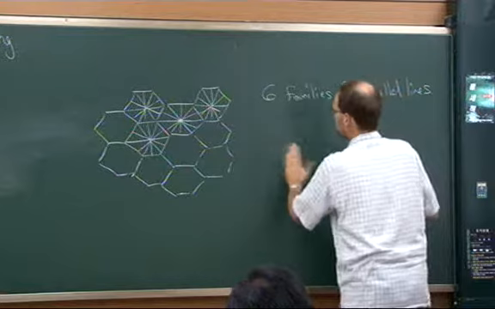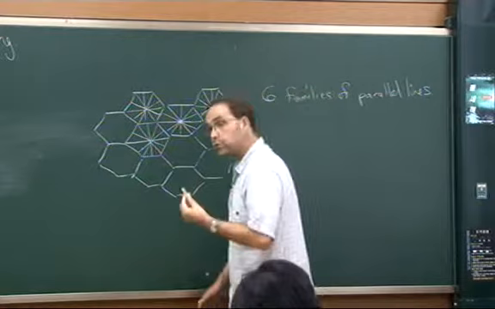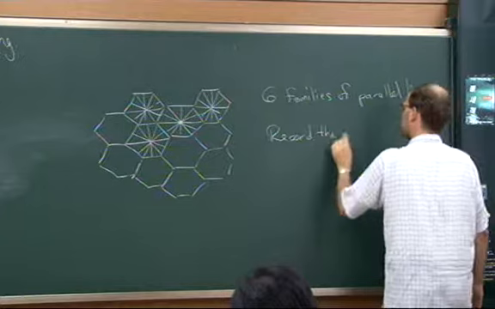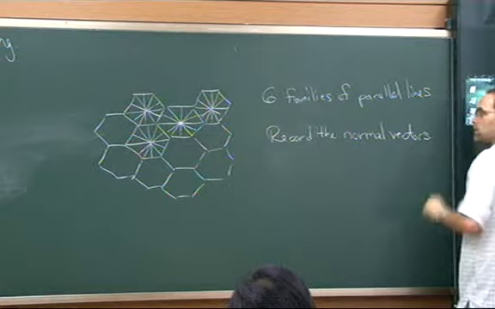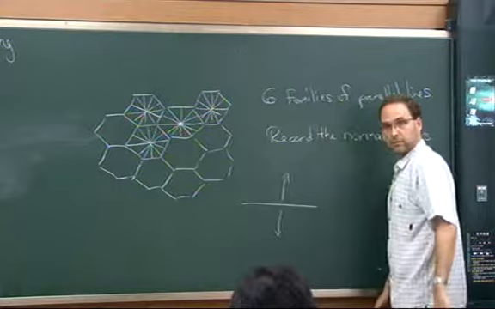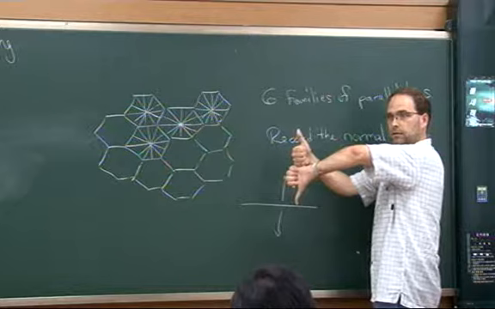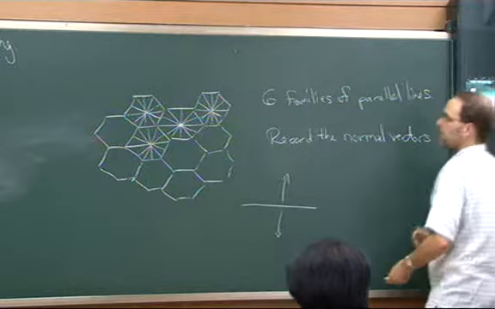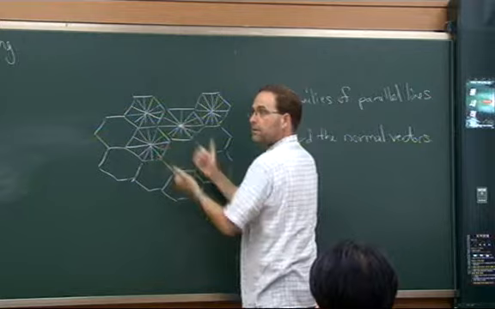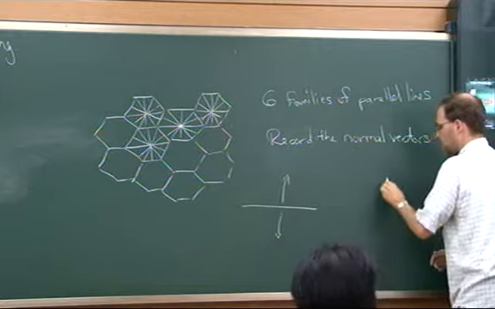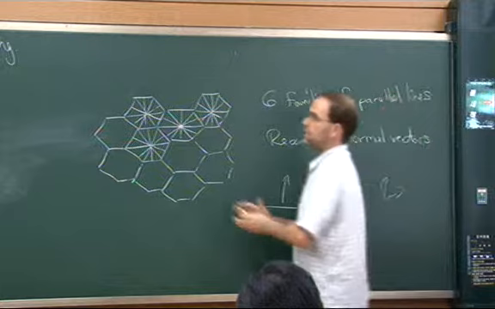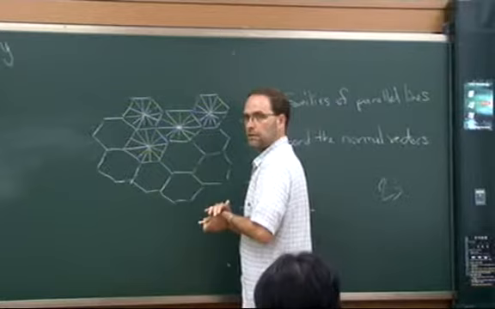What I want to do is record the root system. I want to record the normal vectors. For this family of lines, I want to record these two vectors. For all the horizontal lines, I'll put these two vectors in my root system. And for this family of lines, I'm going to put these two vectors in my root system. I want to write down a collection of vectors that tells me all of the hyperplanes, that tells me all of the lines.